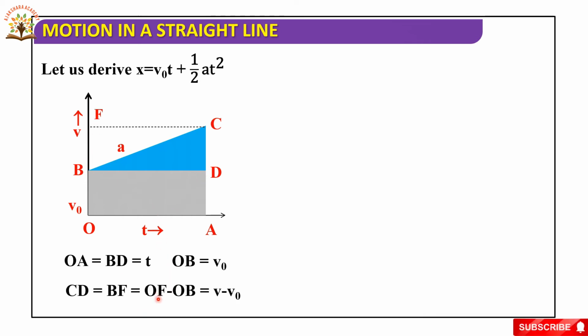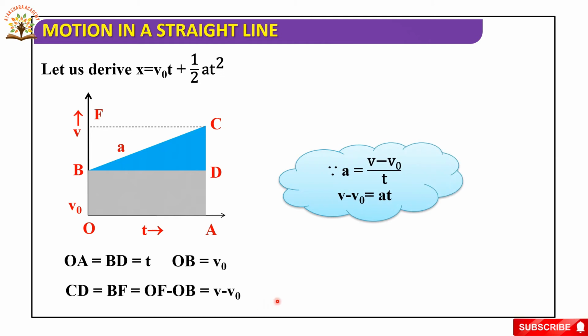BF is equal to OF minus OB. If you want to calculate BF, we subtract OB from OF, then we will get the value of BF, that is v minus v naught, final velocity minus initial velocity. Since a is equal to change in velocity by time taken, that is v minus v naught by t, v minus v naught is equal to a into t.